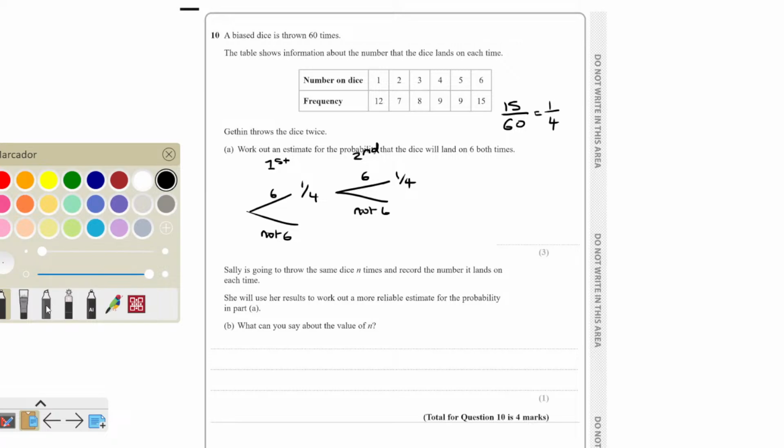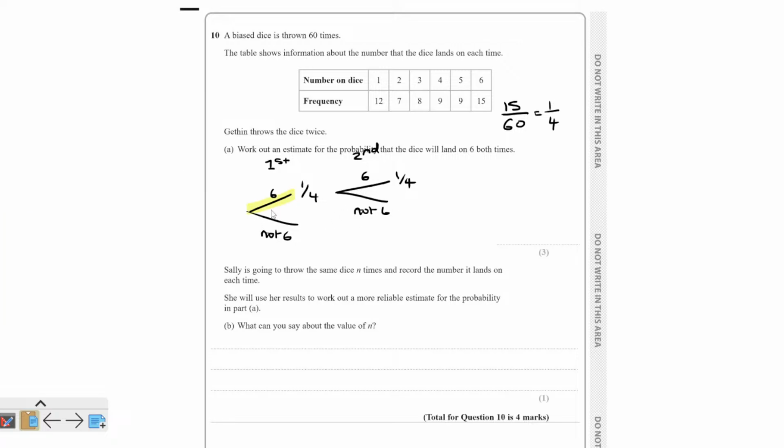So they're both the same probability, and then we would be saying, right, we want to get a 6 first time, and we want to get a 6 second time. And if you remember, between branches on probability trees, we have to multiply, don't we? So the probability of getting 6 both times would be 1/4 times 1/4, which is 1/16. Obviously, you can put this all in your calculator if you want, but you can work it out yourself anyway, can't you? Up to you.